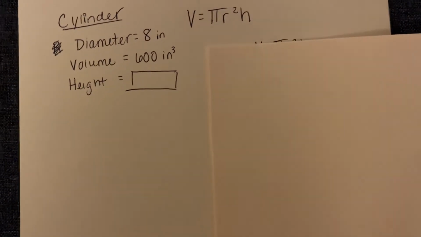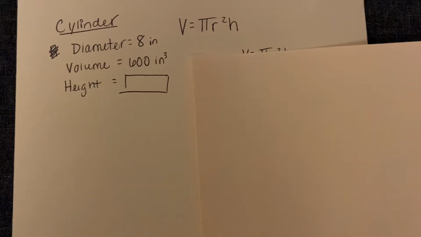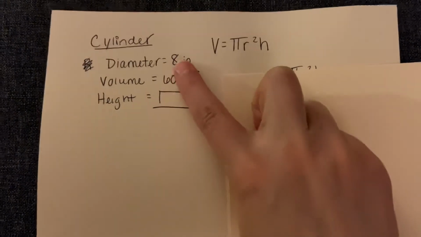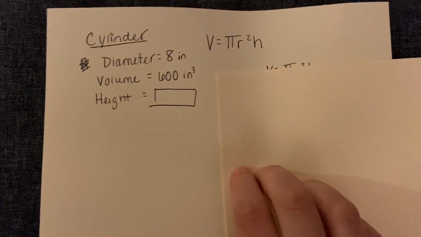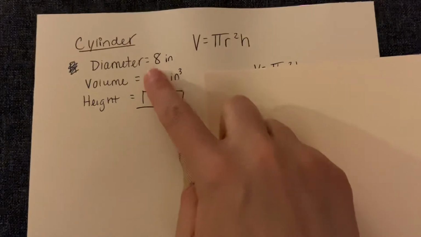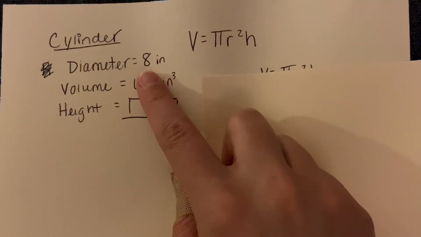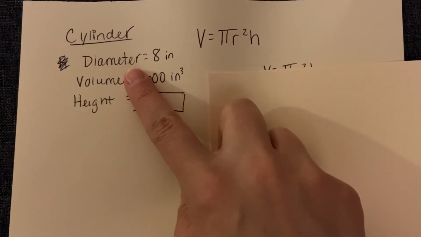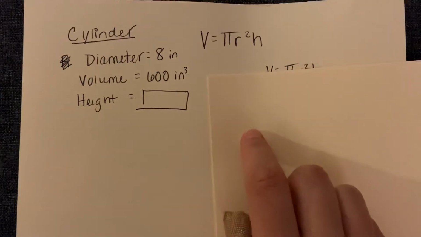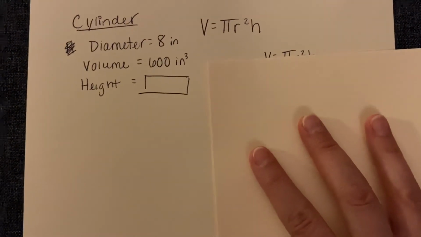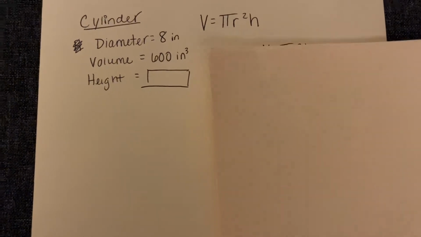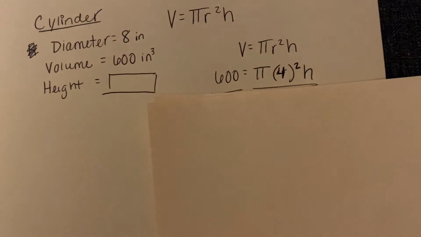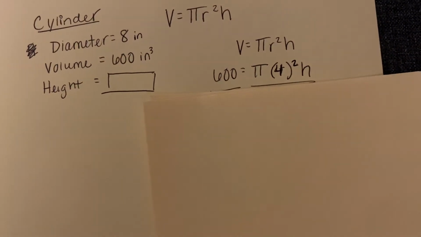First step is plug in what you know. But if you notice, the formula wants radius. Does this information give me the radius? No, it gives me the diameter. So what do we have to do with this number 8? If the diameter is 8, that means my radius should be 4, because it's half of 8, half the distance. So that's what number is going to go in for R. And then you're left here. And then so my radius is 4.